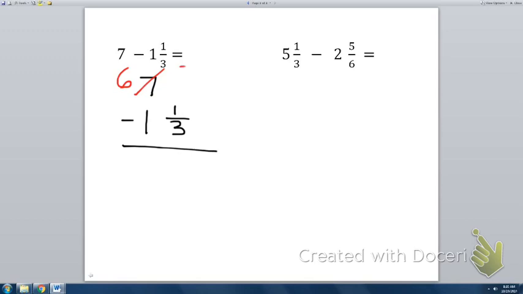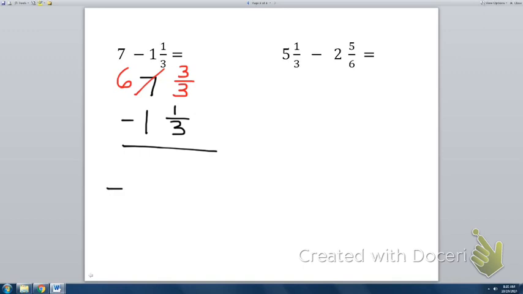So let's go ahead and do that. Let's put 3 over 3. And now the problem is 6 3/3 minus 1 1/3. And I have a common denominator, and the top number is higher. To subtract, the top numerator is one I can subtract from. So I'm good to go.